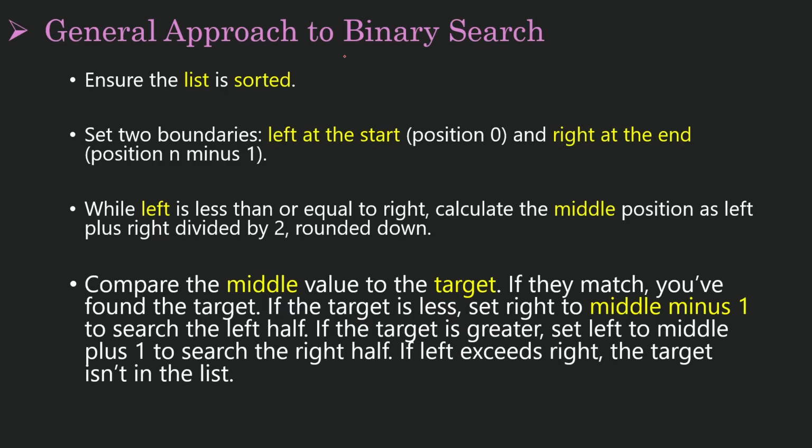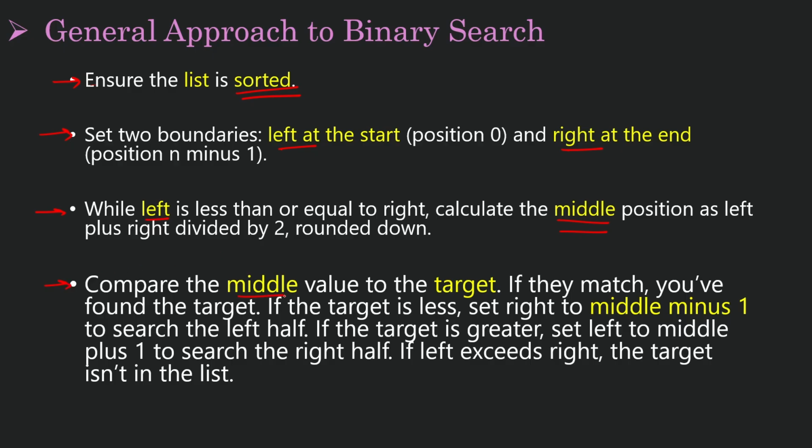General approach to binary search. To use binary search, ensure the list is sorted. Set 2 boundaries: left at the start, position 0, and right at the end, position n-1. While left is less than or equal to right, calculate the middle position as left plus right divided by 2, rounded down. Compare the middle value to the target.